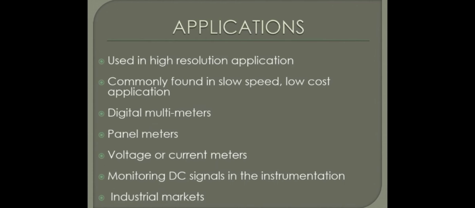The next slide is applications of this converter. This analog to digital converter is applied in many areas. It is used in high resolution applications, and is commonly found in low speed, low cost applications, and also in measuring meters such as digital multimeters, panel meters, and voltage or current meters. We also use this single slope analog to digital converter in monitoring DC signals, in instrumentation, and in industrial markets. Further slides will be continued by Vijay Lakshmi.